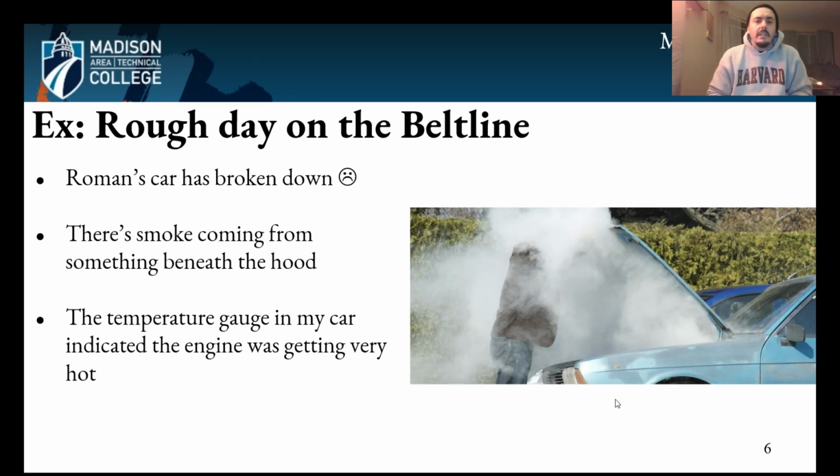All right, so we're going to look at an example. Roman's having a rough day on the Beltline. Car broke down, and there's a bunch of smoke or steam coming out of the hood. So I go and pop the hood, and then I decide to stand directly inside all of this smoke, just so I could really smell and see what's going on. I'm just kidding. Don't do that.